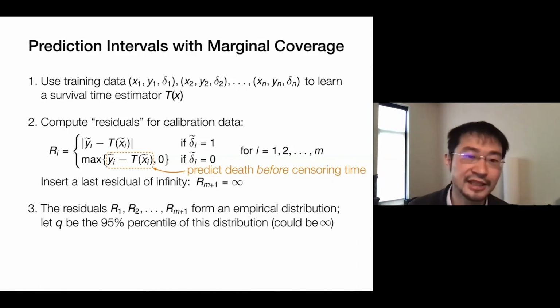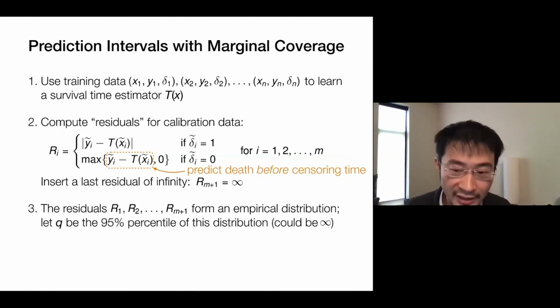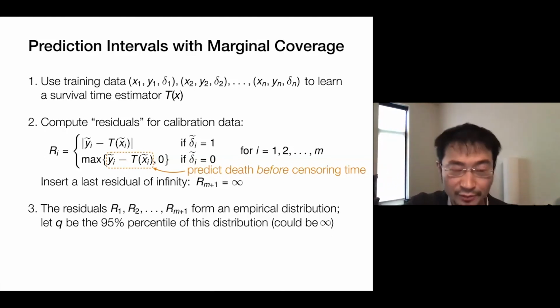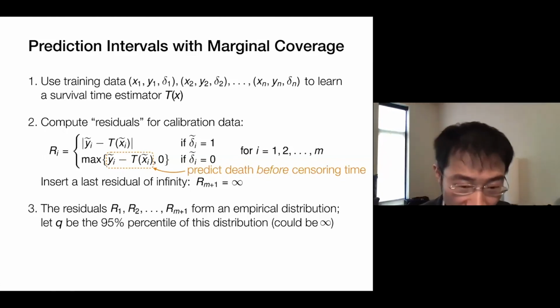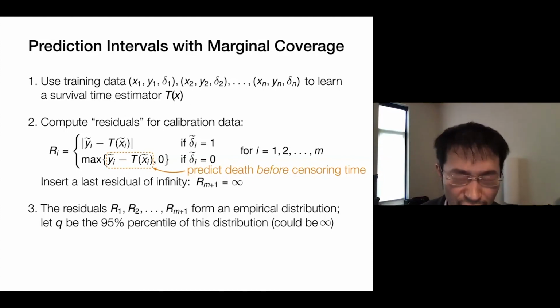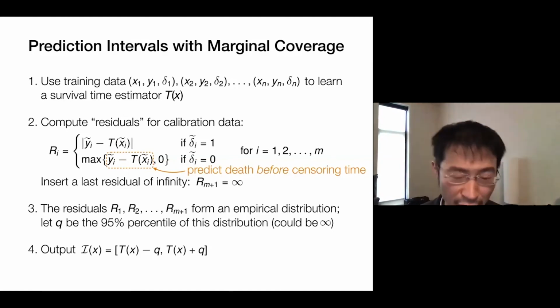Let's say you wanted 99% coverage instead. If you want 99% coverage, the only way to get that is to pick this infinity value. But in any case, how you compute this is you just sort the n plus 1 different residuals, and then you pick the 95th percentile value. You do that to get Q, and then you finally output T of X plus or minus Q. This gives you prediction intervals with marginal coverage.